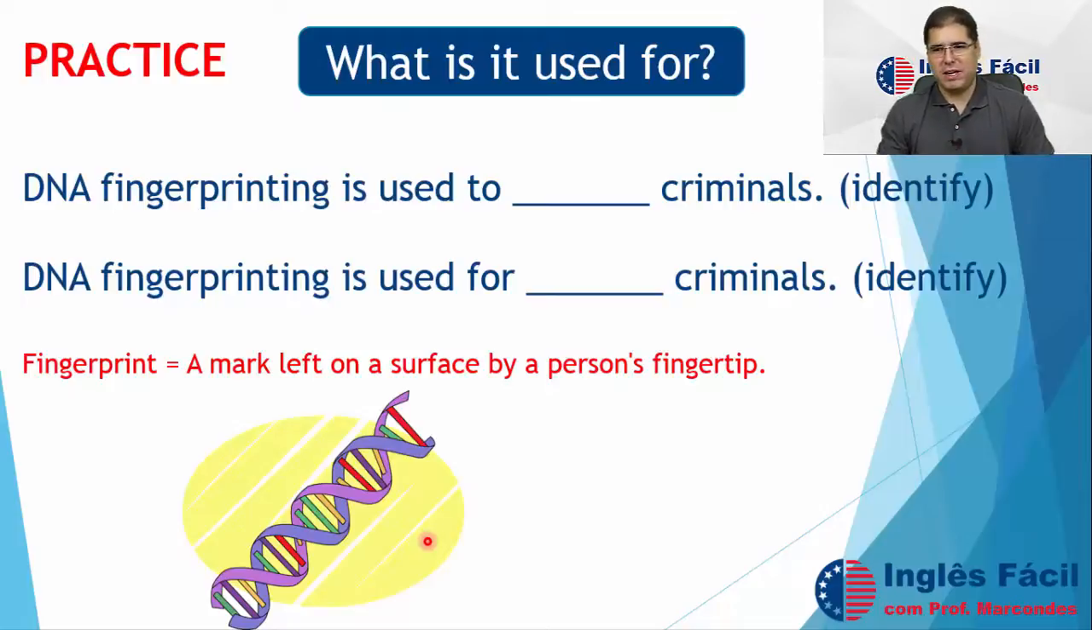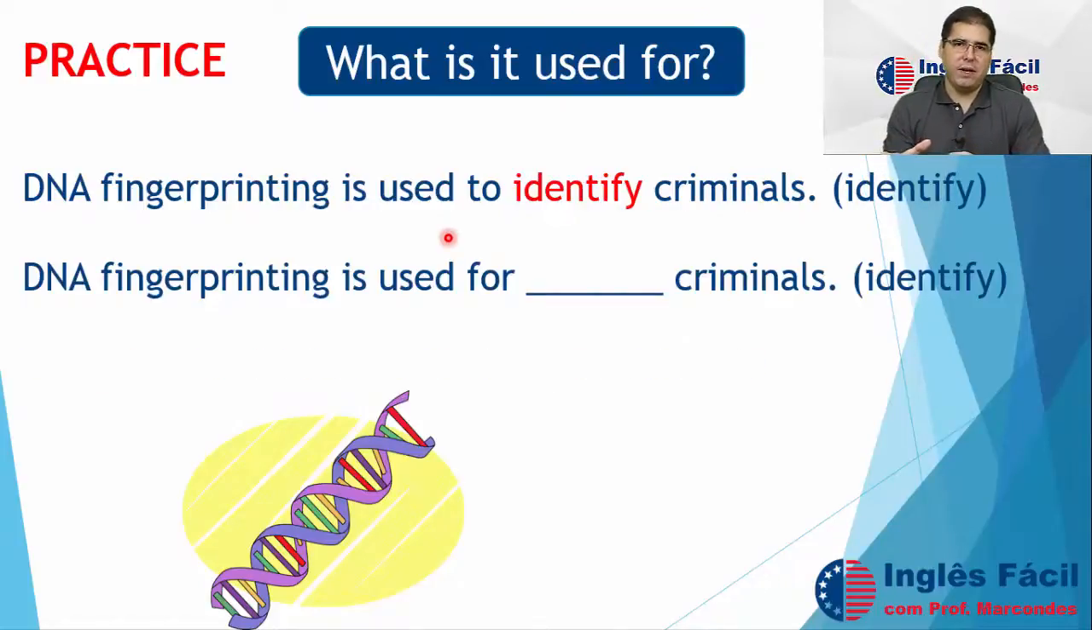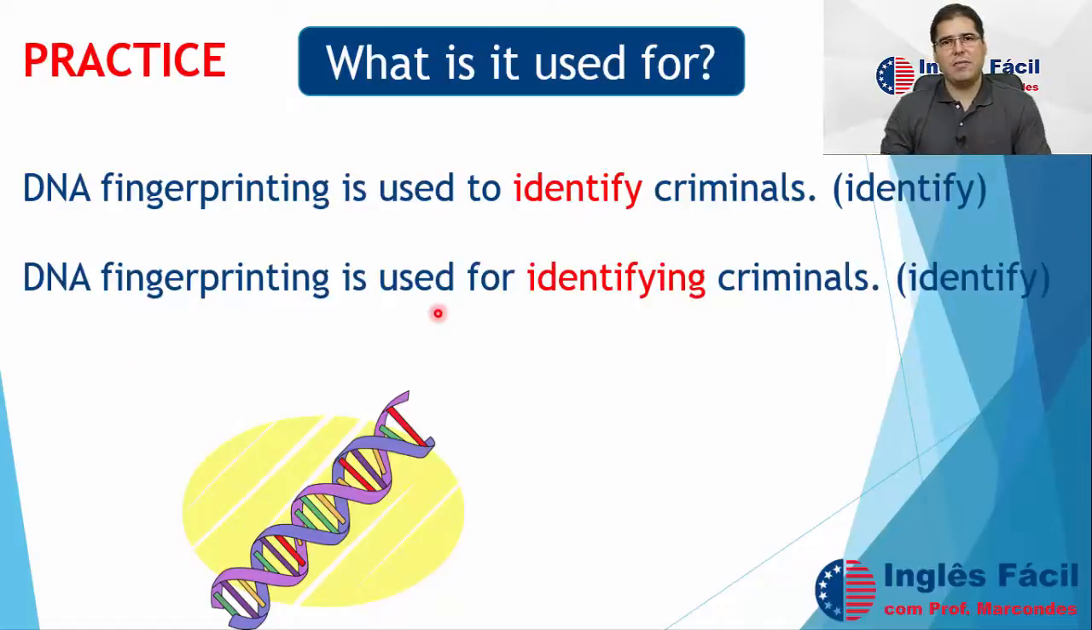Okay, so let's see here. DNA fingerprinting is used to identify, right? Here I used an infinitive. DNA fingerprinting is used to identify criminals. A criminal is someone who committed a crime, right? So DNA fingerprinting is used to identify criminals, or DNA fingerprinting is used for identifying criminals. Remember, very simple, right? To identify or for identifying.